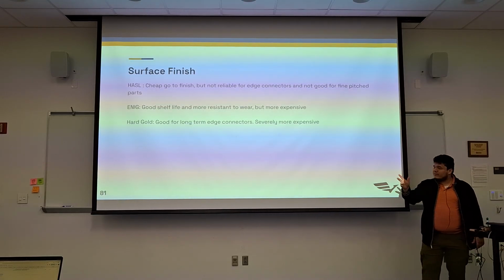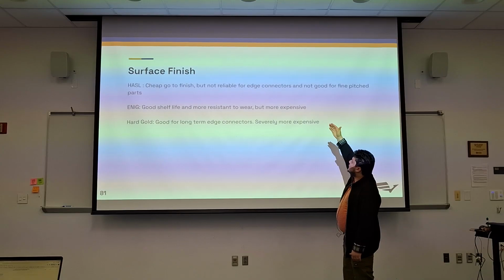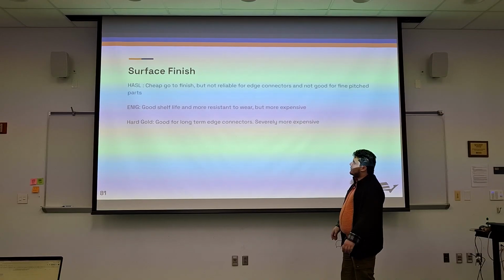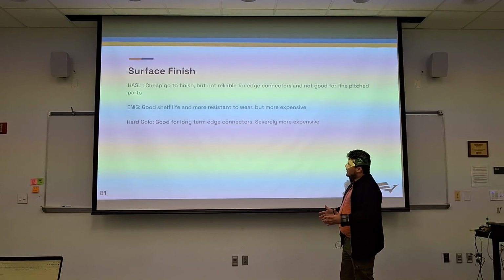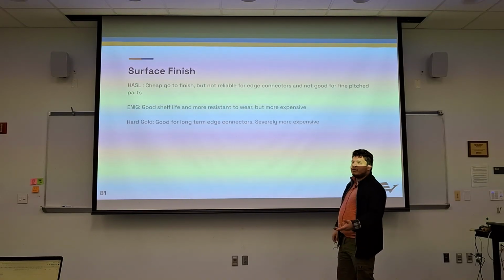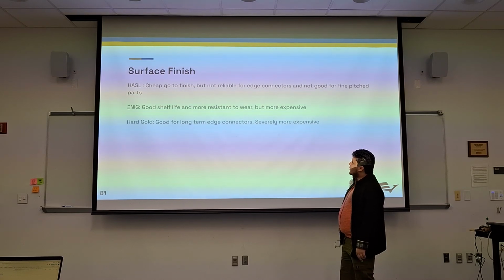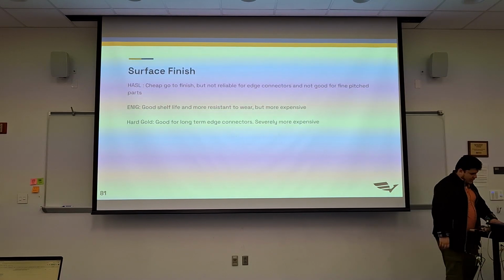And then, as I mentioned, surface finishes have their pros and cons. We're going from cheap to expensive here. HASL is a good glove-fits-all solution. This is the cheap and easy way to go, but if you want something more reliable, consider immersion gold or ENIG, or the hard gold for the edge connectors. That's kind of all that I have.